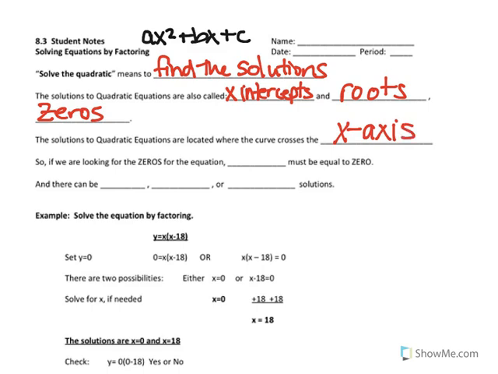And so if we are looking for the zeros or the roots, the x-intercepts, we're looking for where y is equal to 0. And just as a reminder, you can have 1, 2, or no solutions to a quadratic. And let's just review that real quick.